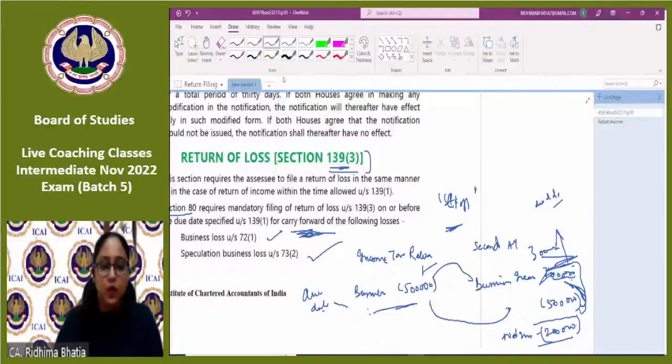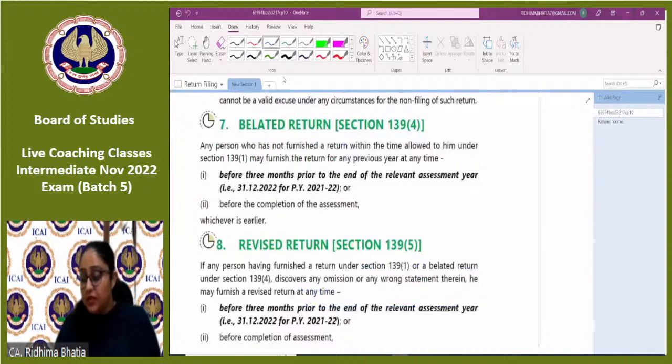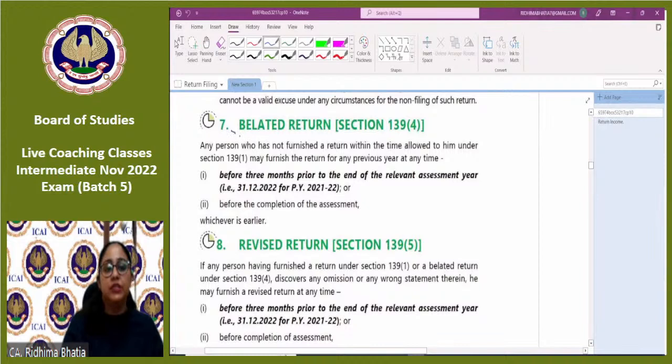Next we do a belated return. What is a belated return? If you miss someone's birthday and wish happy birthday later, you say belated happy birthday, right? Similarly, a belated return is if you miss filing the return within the due date, but you file it later. That would always be a belated return, and it will be filed under section 139 subsection 4, when you miss the due date and you file the return later.